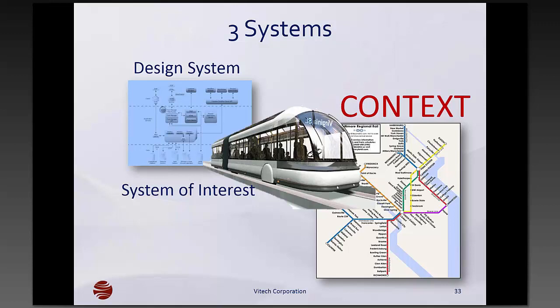Now, how could we resource that? We ought to be modeling the context system, or at least as much of the context system as is necessary to understand where the system of interest is going to fit, how it's going to interface, how it's going to interact, and how it's going to play in the context. So we ought to be applying our methodology and our tools to modeling the context as well as modeling the system of interest.